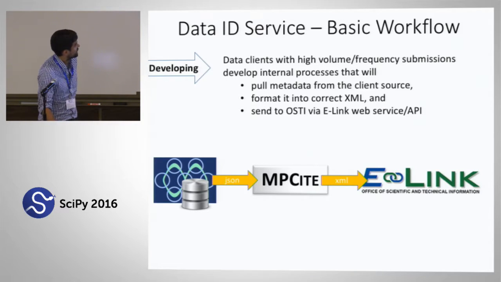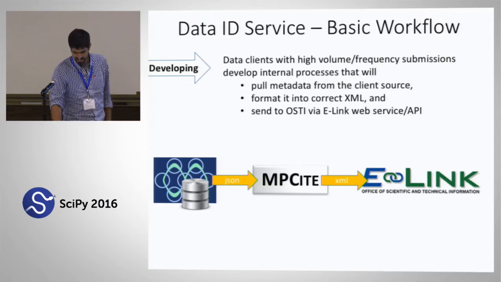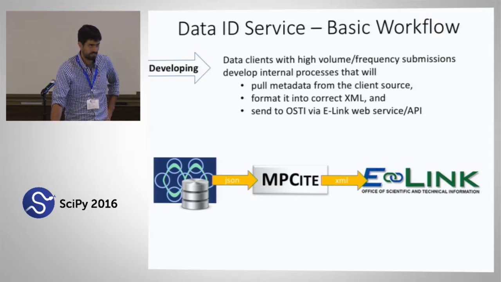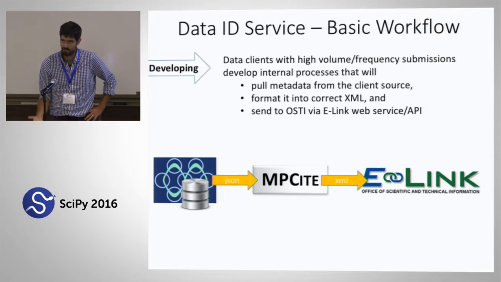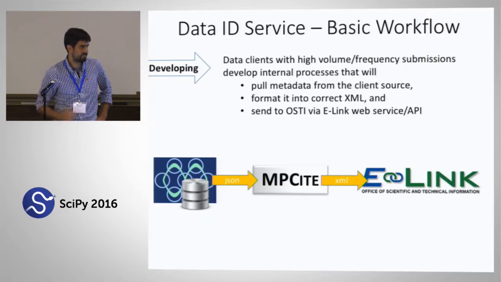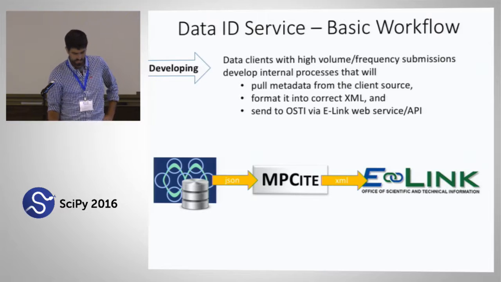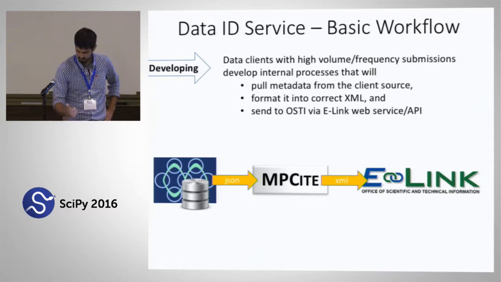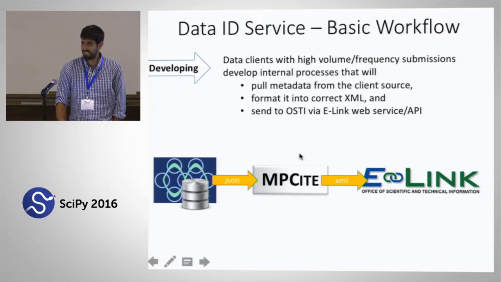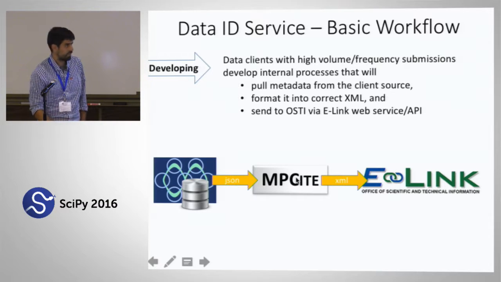In the developing phase then, and that's where the user comes in, the data clients, that's us, Materials Project. If we're doing this with high volume and high frequency, so in our case 70,000 materials, there needs to be an internal process that pulls the metadata from our sources, so that's our Mongo database in the background running Materials Project, then formats it in a way that OSTI can read it, that's a correct XML format, and then sends it to what's called E-Link, which is their web service to start requesting DOIs. So you see, in our case, it's our database on the left, Materials Project, and in the middle is MPCite. That's basically the service and the library that I wrote to make this whole thing possible.